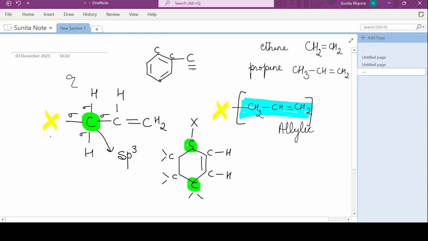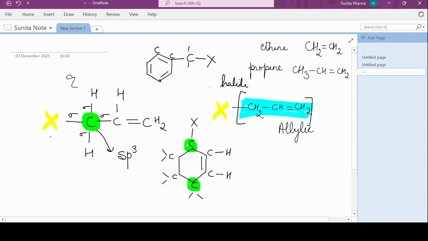But if we are considering the benzene ring, it won't be allylic, it will be benzylic. So this is the benzylic carbon atom. And when the halogen is attached to this carbon atom, it is a benzylic halide. Okay. Spelling has gone wrong. Sorry.